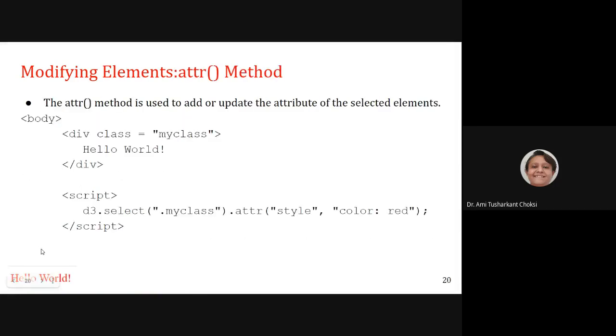Now we want to see the attribute method, what it is useful for. The method is used to add or update the attribute of the selected elements. So let's see: div class is equal to my class, hello world is here. We want to change the attribute, right? For that we can say d3.select dot my class dot attr, the attribute method, then style, and we are giving the style as color colon red.